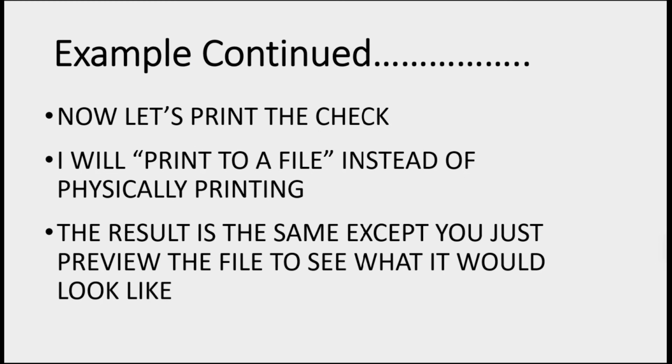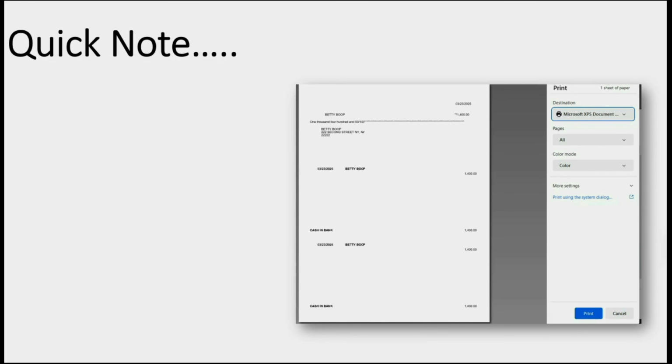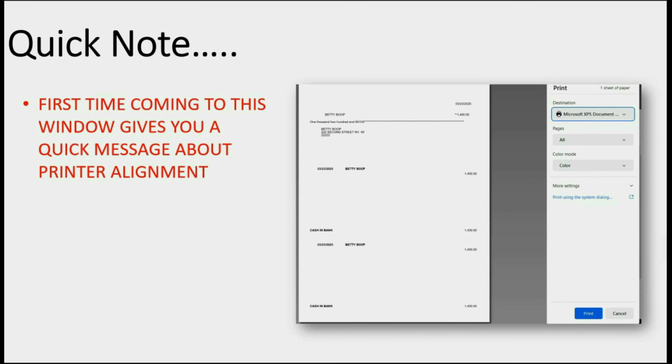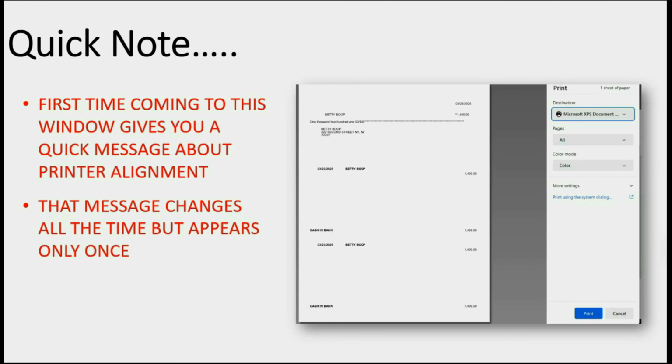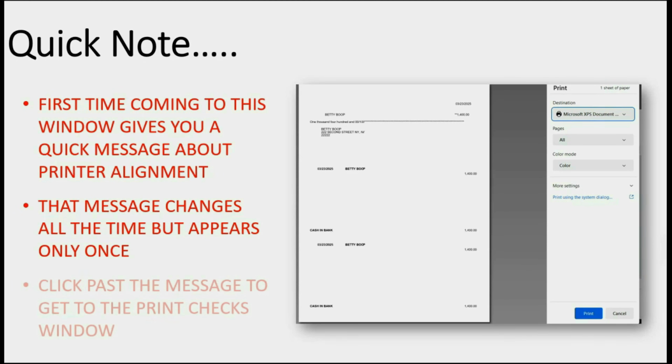And before I actually click to print, you should know that if it's the very first time you're going to the print checks window, you'll get a little message about printer alignment. And that message looks different every time QuickBooks Online does an update. So don't worry that I didn't get that message and I went straight to printing. Do me a favor, just click past the welcome message whenever it's the first time you're coming to a window in QuickBooks Online to be able to see the same screen that I have so we can follow through with the printing.